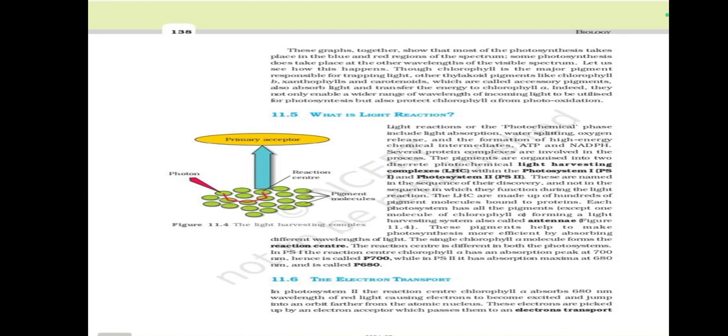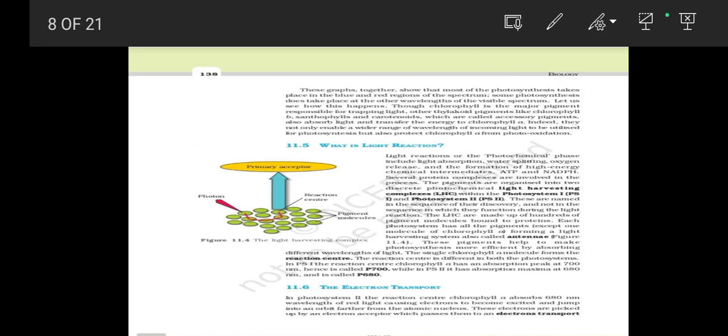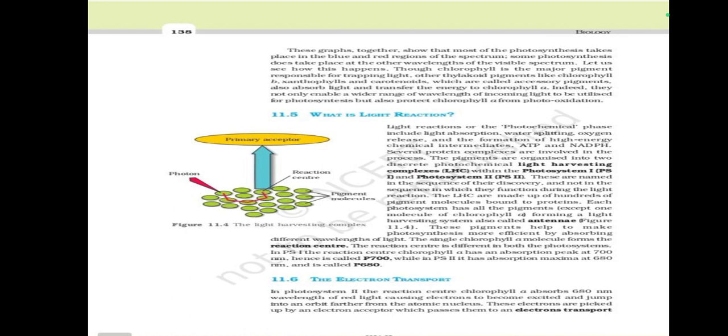What is light reaction? Light reactions are the photochemical phase and include light absorption, water splitting, oxygen release, and the formation of high energy chemical intermediates, ATP and NADPH. Several protein complexes are involved in the process. The pigments are organized into two discrete photochemical light harvesting complexes, LHC, within photosystem 1, PS1, and photosystem 2, PS2. These are named in the sequence of their discovery and not in the sequence in which they function during the light reaction.